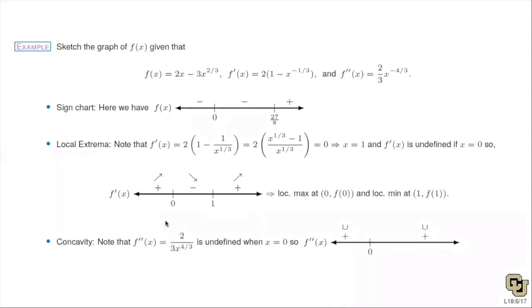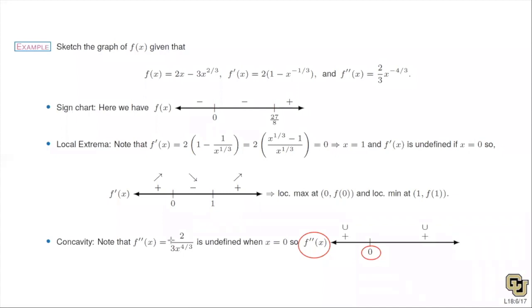If you look at the second derivative, the numerator is never 0. So the second derivative is never 0 anywhere. The denominator is 0 at 0. So technically speaking, the second derivative is undefined at 0. So I put 0 on my number line for the second derivative. And now I need to check if 0 is an inflection point. I need to check, does the sign of the second derivative change around 0? Here the answer is no.